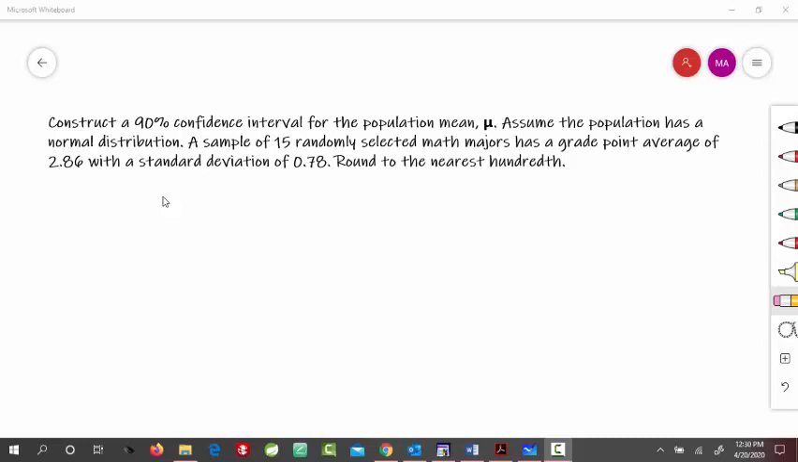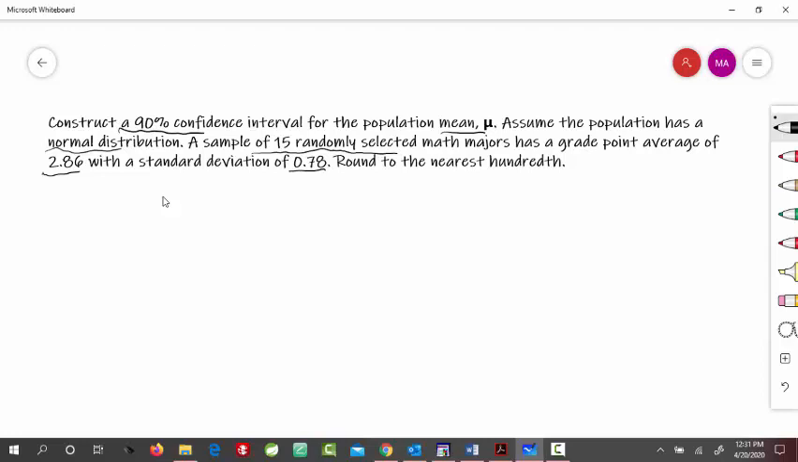Construct a 90% confidence interval for the mean mu, the population mean. Assume that the population has a normal distribution. A sample of 15 randomly selected math majors has a grade point average of 2.86 with a standard deviation of 0.78. So with this given information, we have to construct the 90% confidence interval.